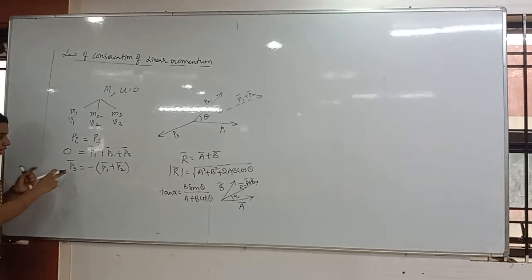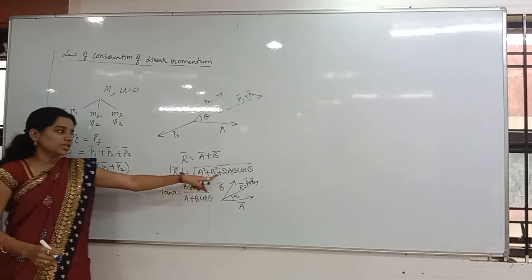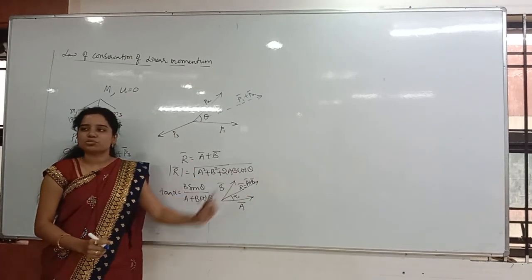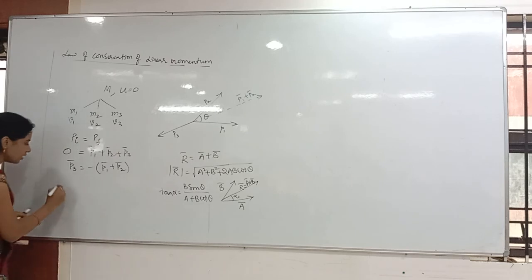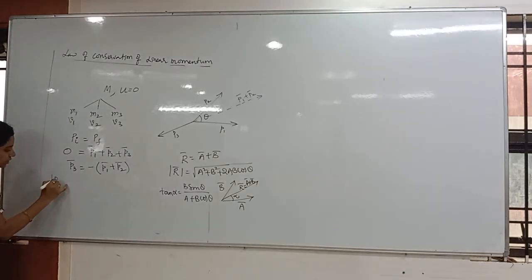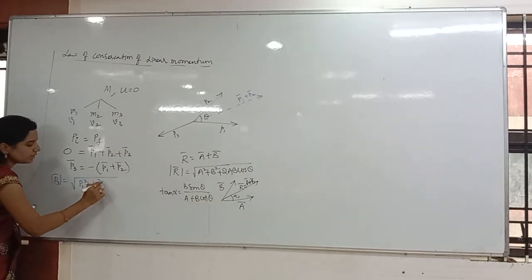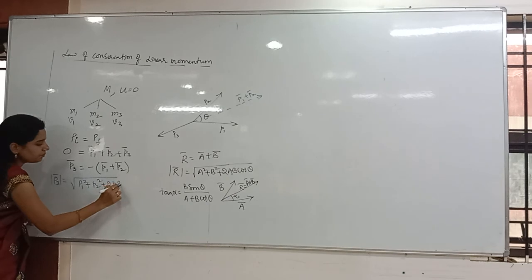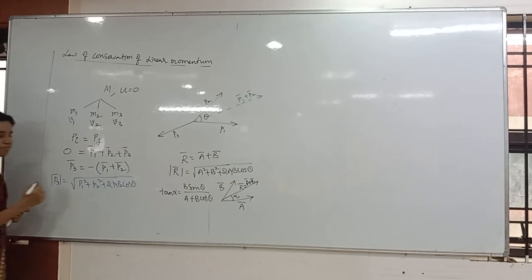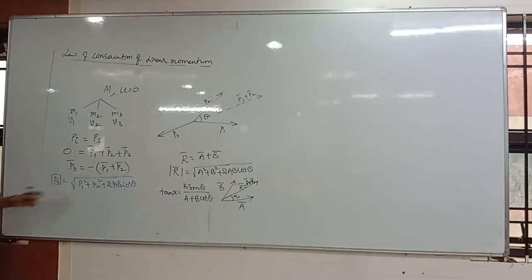Yes. Now R is equal to A plus B. What is the magnitude of R? Under root A square plus B square plus 2AB cos theta. So now tell me, modulus of P3 is equal to what? Under root P1 square plus P2 square plus 2P1 P2 cos theta. That's it. P3 is equal to under root P1 square plus P2 square plus 2P1 P2 cos theta.